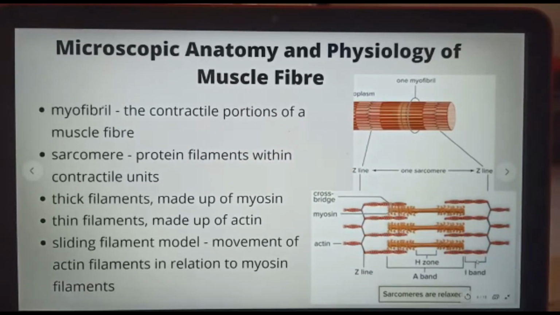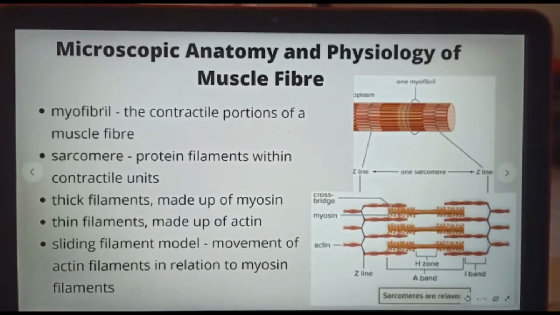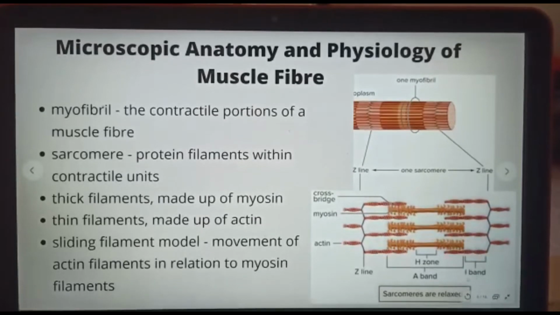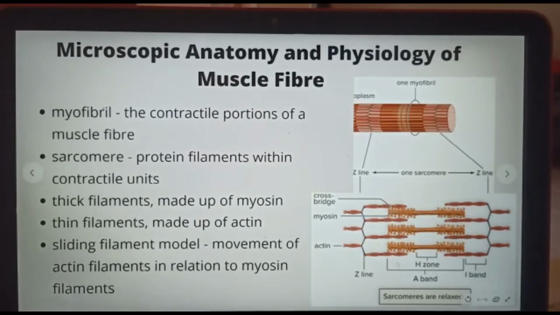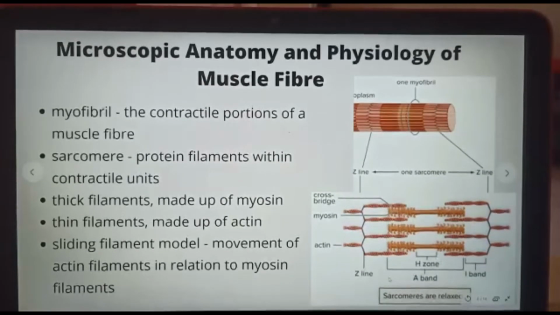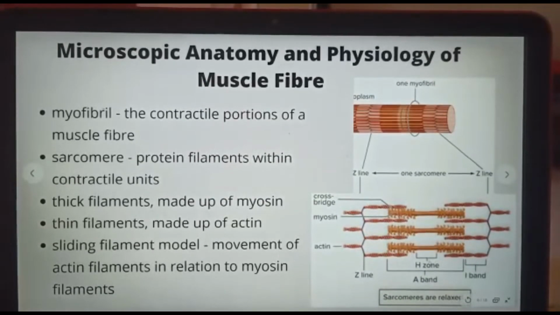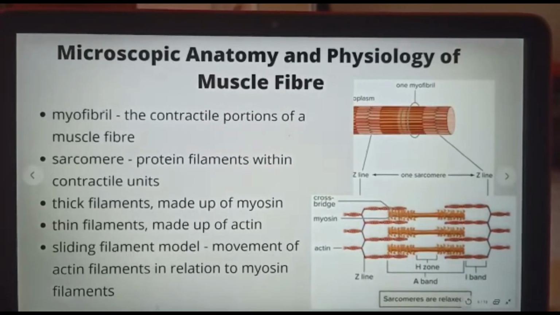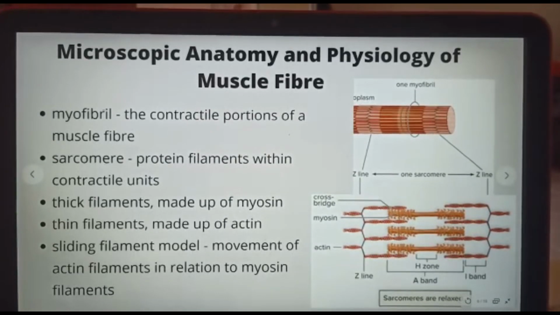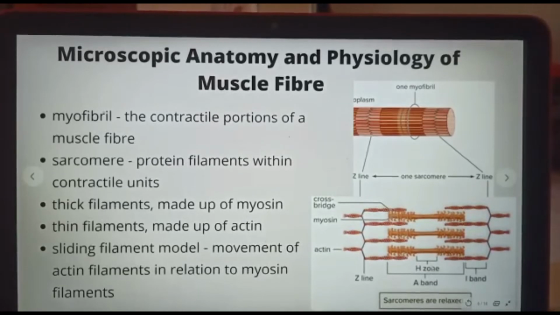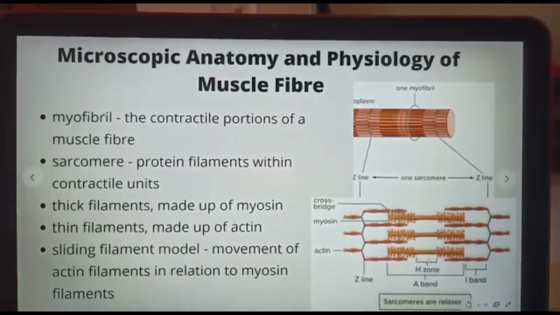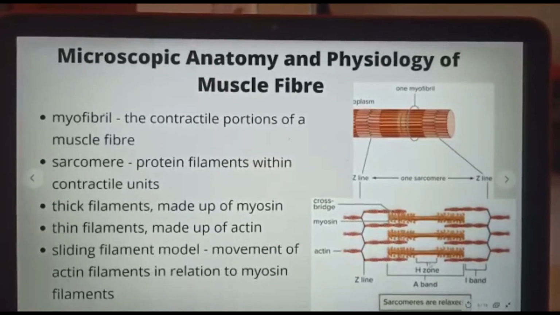As we can see here, the I band is light in color as it only has actin filaments. Then the A band, the dark region, contains overlapping actin and myosin. So it has thick and thin filaments here, thick and thin filaments in the A band. And in the H zone, there are only myosin filaments.